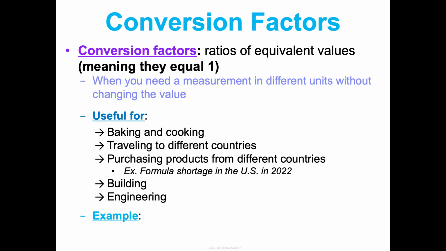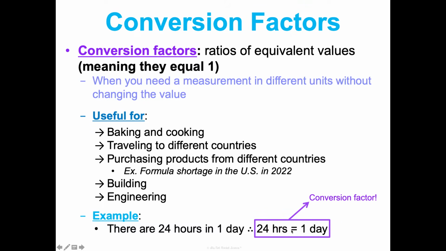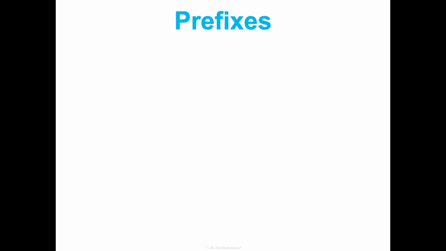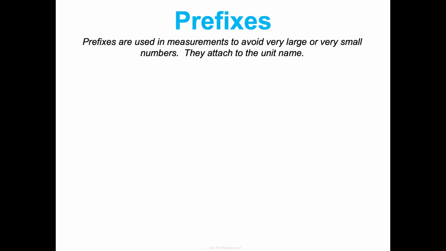Okay, so let's talk through an example. There are 24 hours in one day. So therefore, these 3 dots mean therefore. It's an abbreviation I like to use in making notes so I don't have to write as much. So know that that's there and you're going to see that a lot. But this means therefore. There are 24 hours in one day. So 24 hours equals 1 day. This is a conversion factor. 24 hours equals 1 day equals 24 hours. That's a conversion factor. Okay, so we're going to use those to convert measurements into different units that make sense.